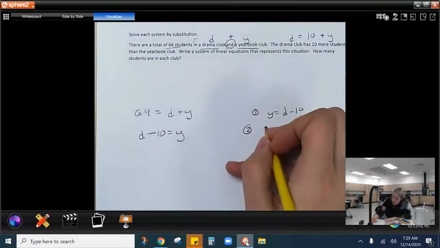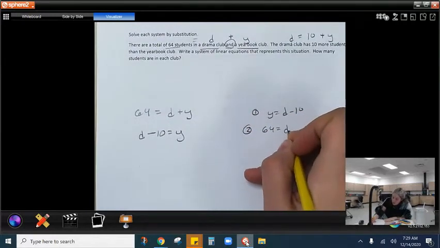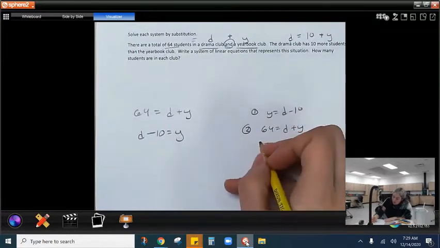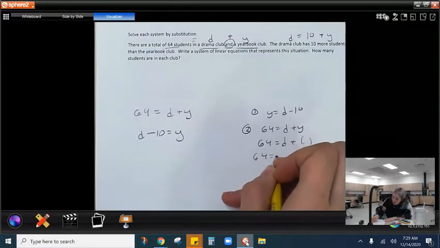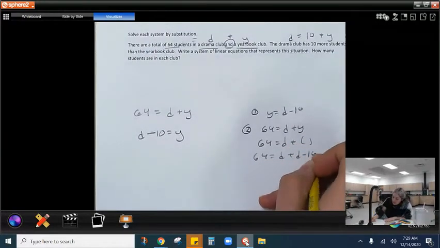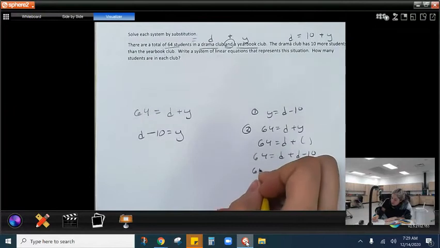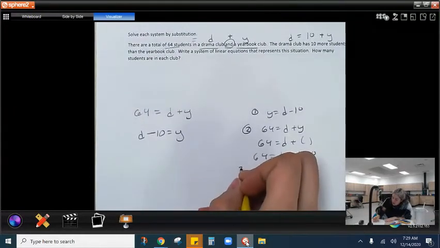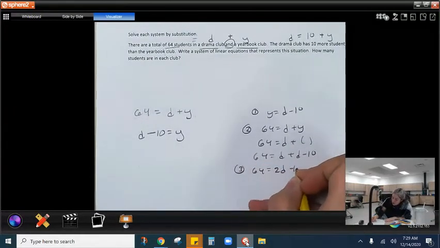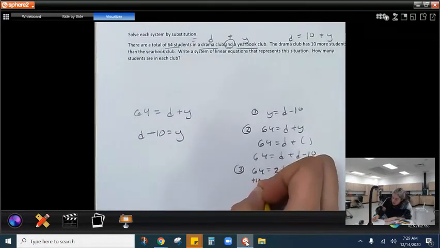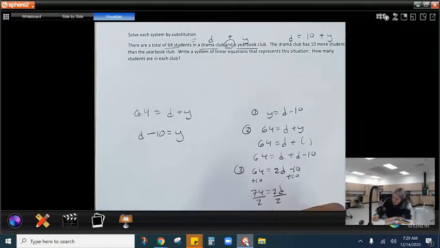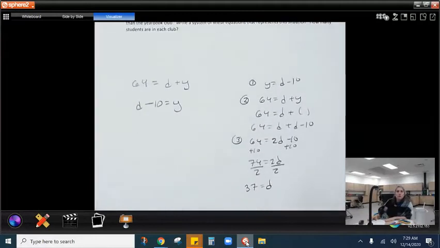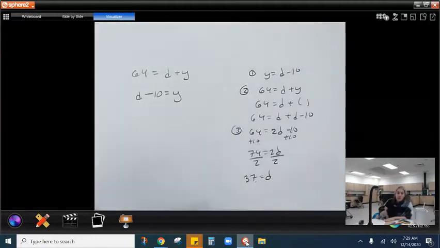So I can substitute that in for 64 equals d plus y. So I can substitute that in here. So I get 64 equals d plus d minus 10. So that means I've got 64 equals d plus d is 2d. I have to add 10 on both sides. So I get 74 equals 2d. And then when I divide by 2, we end up with 37 equals d. So I know, you couldn't see that, sorry. So I know that there are 37 students in drama club.